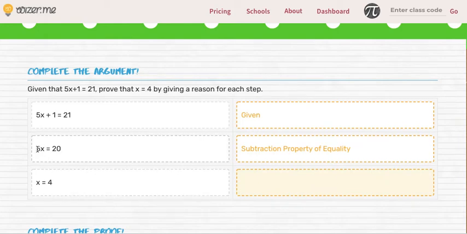And finally, from 5x equals 20, the next statement is x equals 4. How did we get x equals 4? We divided by 5 on both sides. So because we're dividing by 5 on both sides, our reason is we use the division property of equality. And that's how we proved x equals 4 when we were given 5x plus 1 equals 21.